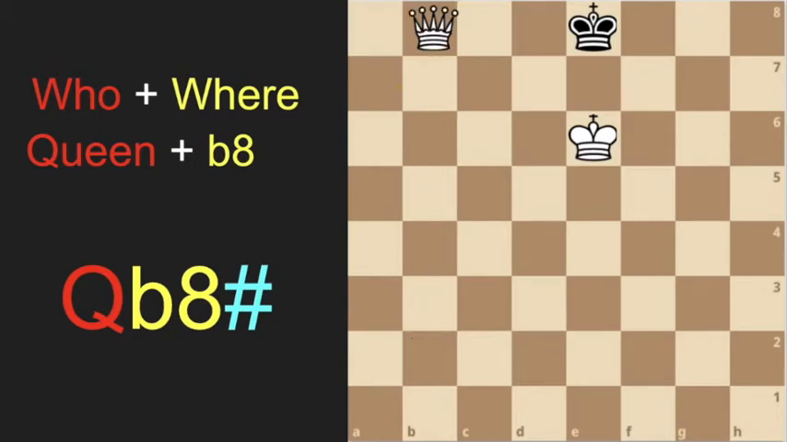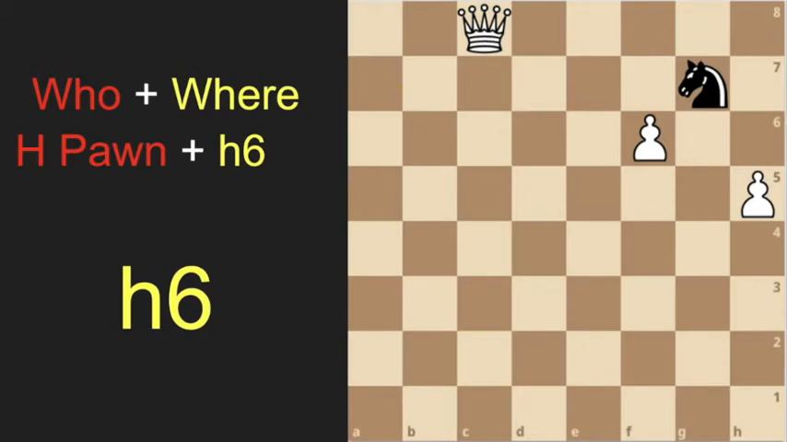Now let's take a look at those pawn moves that I was telling you about earlier. We want to move the H pawn from H5 to H6. So who would be the H pawn? Where would be H6? And then the move is notated as H6. Remember, we don't use a letter for pawn, so the move is just notated as H6.